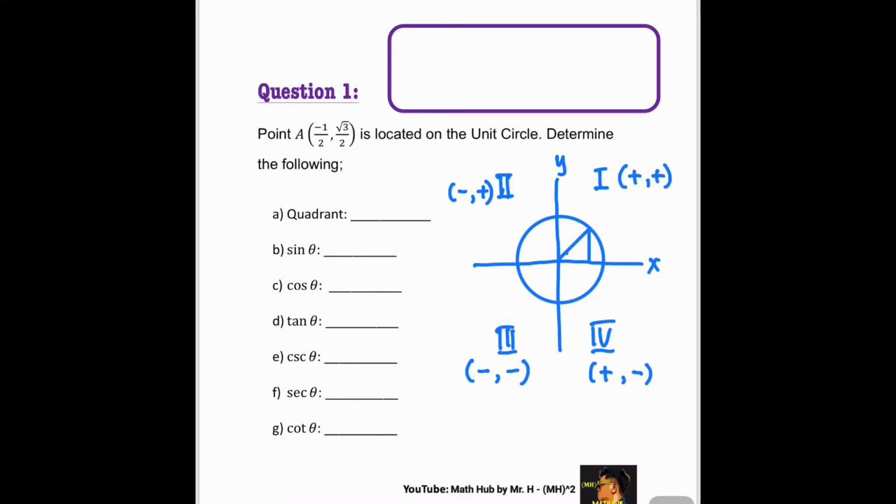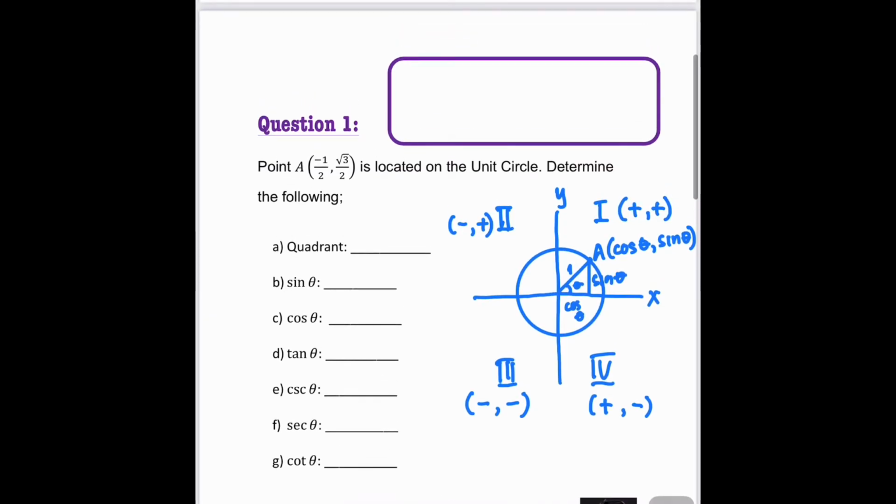So if this is our angle, for the unit circle, the radius is 1. And you have here cosine theta, and this is sine theta. If this is our point A, then point A will have coordinates of cosine theta, comma sine theta. So basically, we're looking at cosine theta as the x coordinate, and sine theta as the y coordinate of the point.